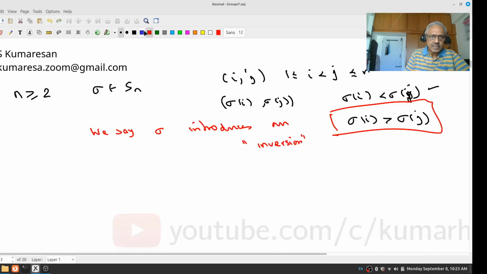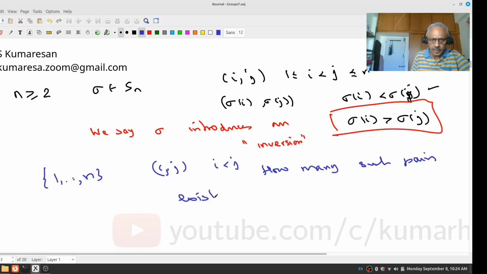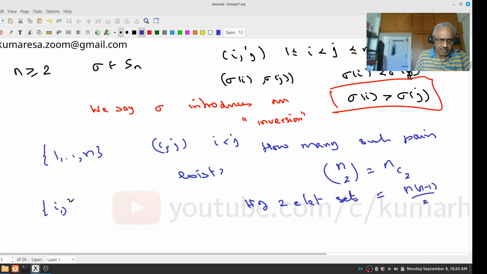Now, let us think carefully. I have the set 1 to n. How many ordered pairs i, j can I find such that i is less than j? How many such pairs exist? Notice that if I look at this set, the number of two element sets is n choose 2, that is n times n minus 1 by 2. Therefore, given any i and j, two elements with i not equal to j, by the order relation I can as well assume i is less than j.